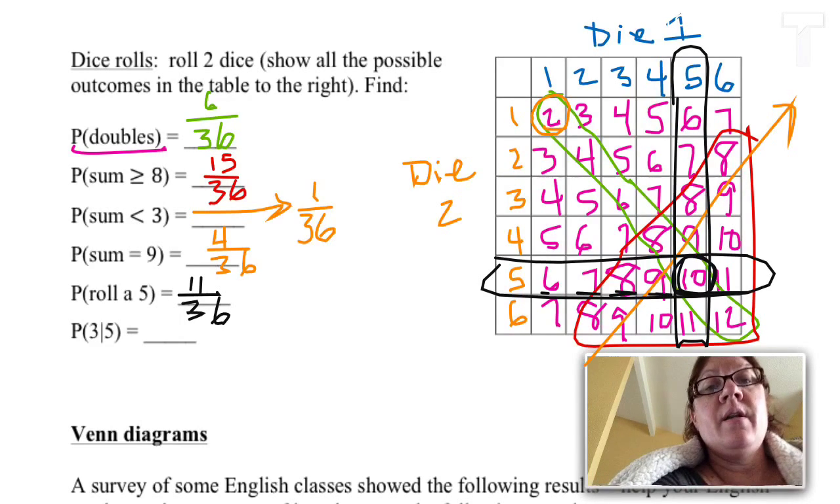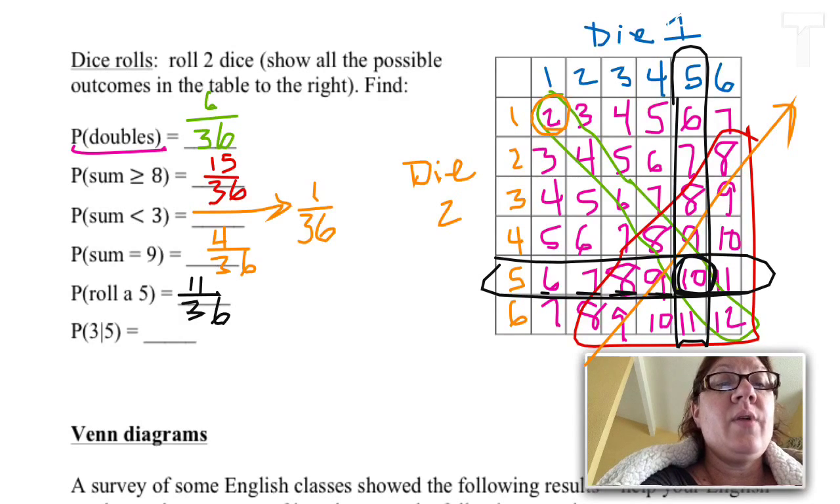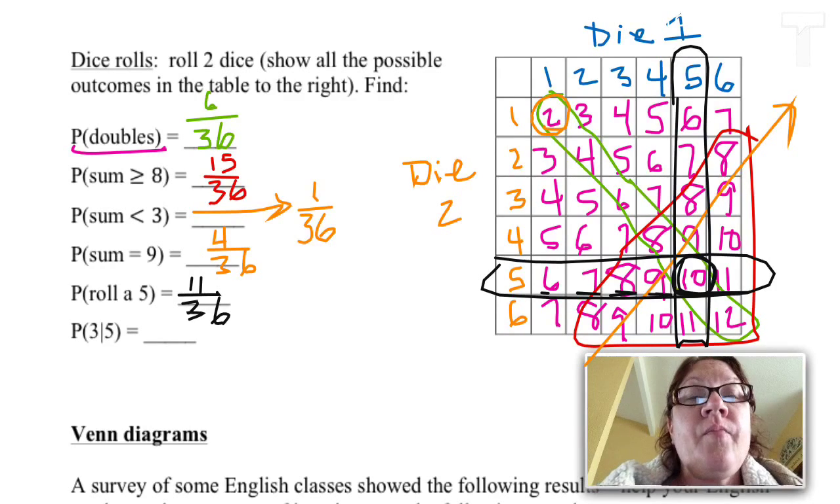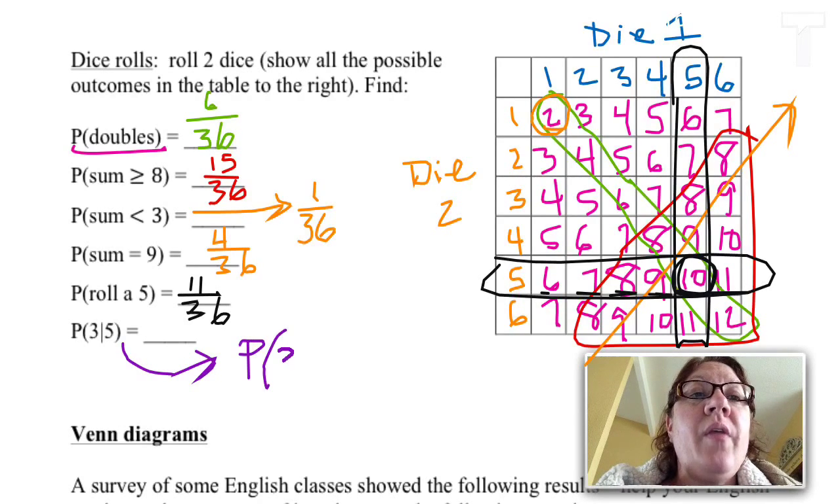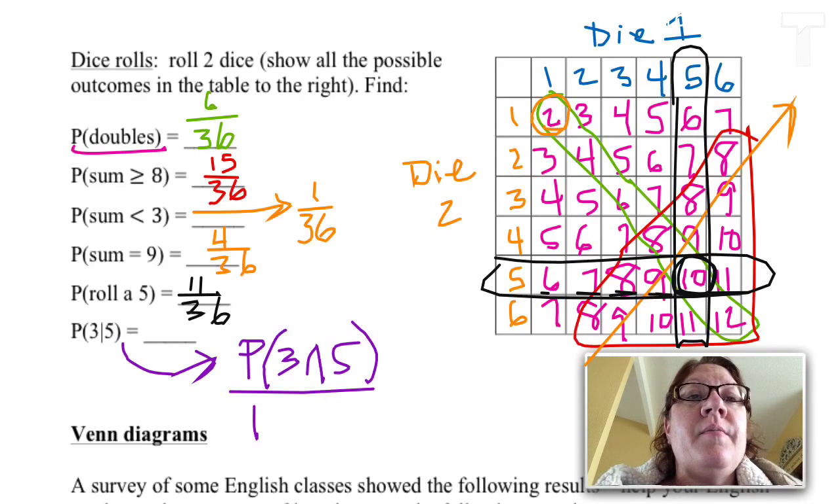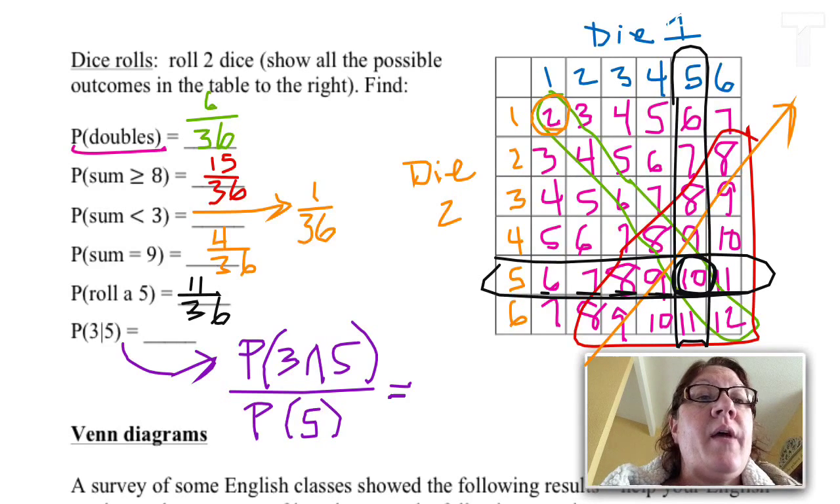And then the last one, notice it's a 3 given a 5. So now I have to be, well, actually, before I look at the table, I could do this using my formula, right? That would mean a 3 and a 5 out of the probability that I rolled a 5. So now, I already know the probability that I rolled a 5. It's 11 out of 36.